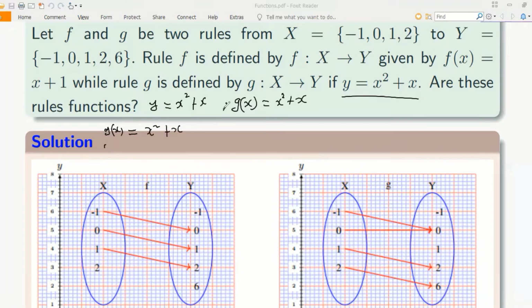What about G of -1? The object in X there is -1. So this should be -1 squared plus -1. But -1 squared is just 1. Then subtract this and you get a 0. So that means that -1 will be assigned to 0. So I want to write this one in another way. So this way. Okay? So what about the other object here?